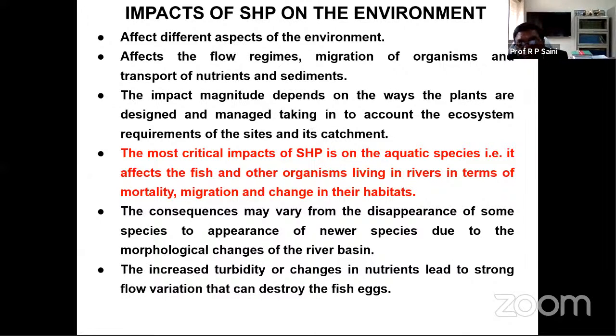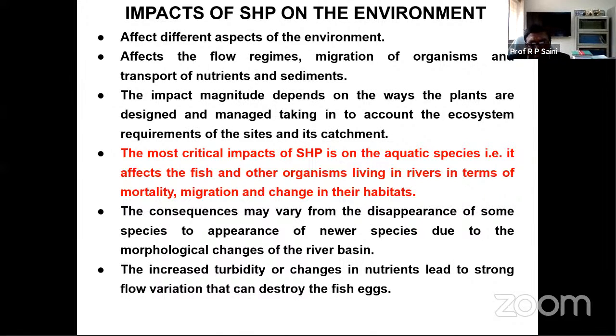When you divert the water from the main stream to the power channel, the problem comes there. The government has guidelines that you cannot dry the main stream by diverting the water completely for your power generation. They have to release at least 10 to 20% water because of these environmental problems that affect the fish and other organisms living in rivers.